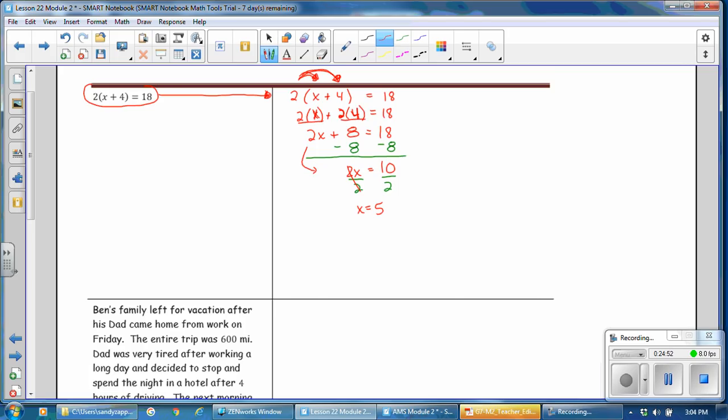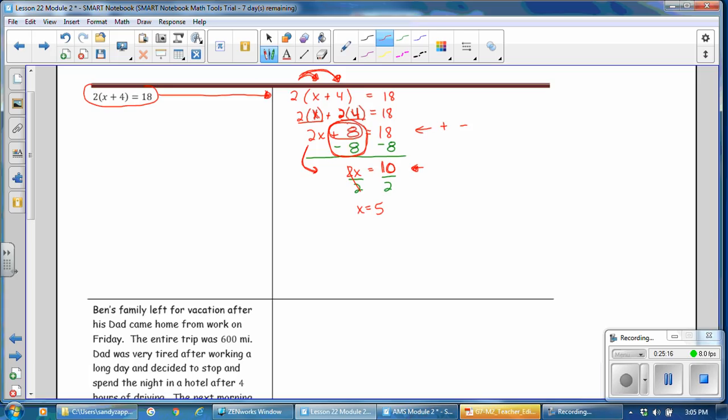Here we're ready to solve the equation, so we undo any addition or subtraction first. We have addition to undo, so we subtract 8 from both sides of the equation, and that leaves us with 10. Bring down the 2x, because this equals a 0 pair, and 2x plus 0 is 2x. Then at this point, we have 2x equals 10.